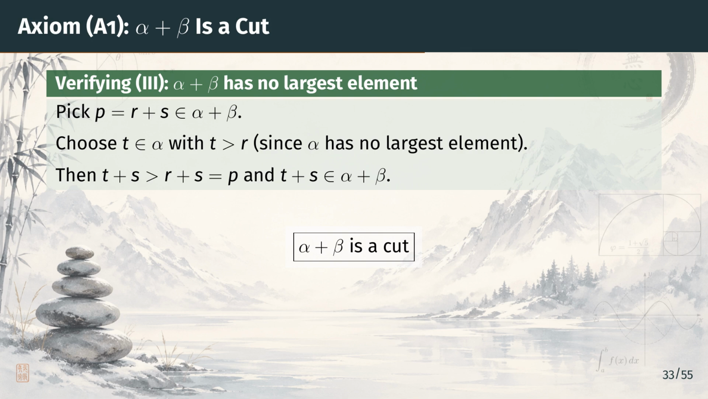Notice how property 3 of the sum piggybacks on property 3 of just one of the summands. We never even touched beta. Whenever you need to push up slightly above a given element, pushing up the alpha side is enough. This asymmetry is fine, and it shows that the cut axioms are more than we strictly need at each step. There is redundancy built in, which makes proofs easier.